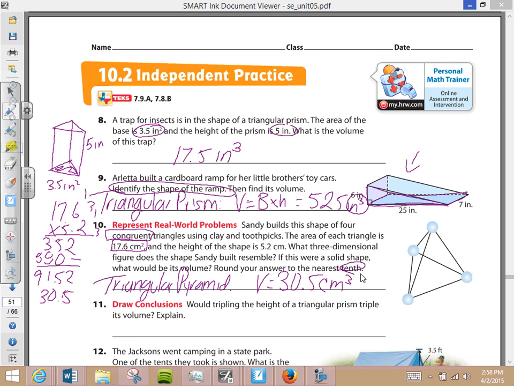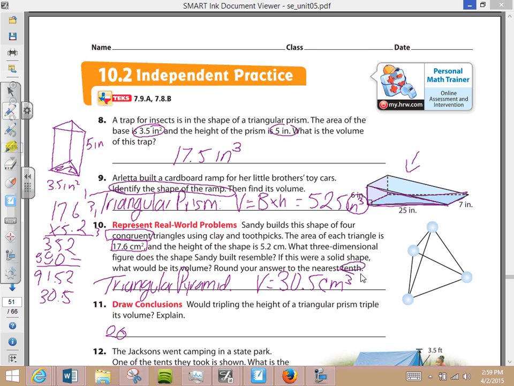Will tripling the height of the triangular prism triple the volume? How can you prove that? No, you're explaining. I'm saying, how can you? Give me an example. Let me just give you an example. Let's say the area of the base is 20. Show me that I can triple the height and get triple the volume.